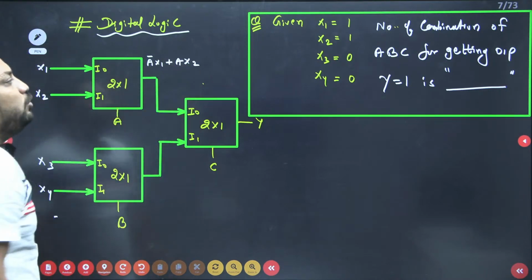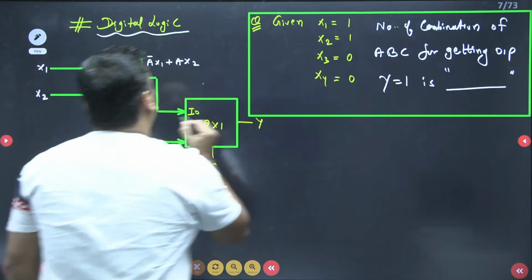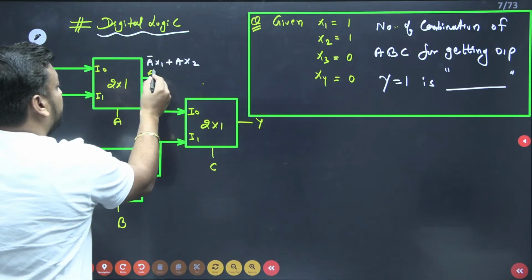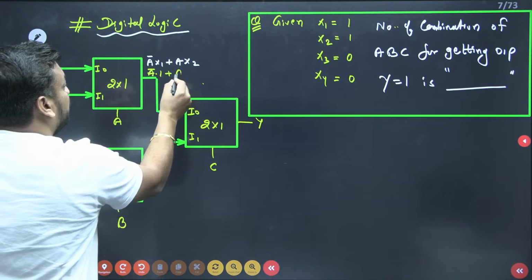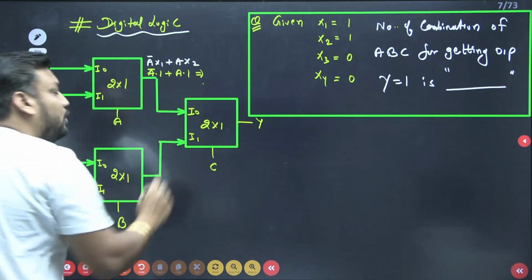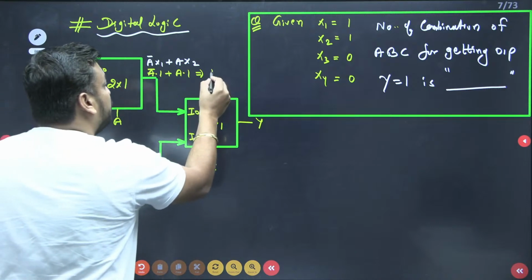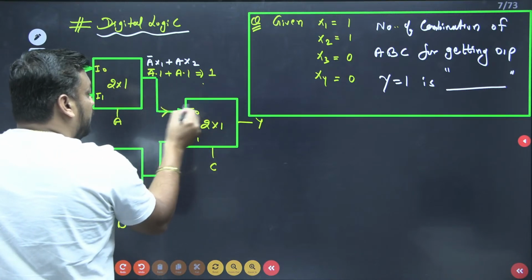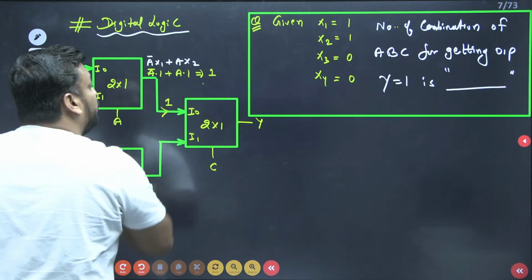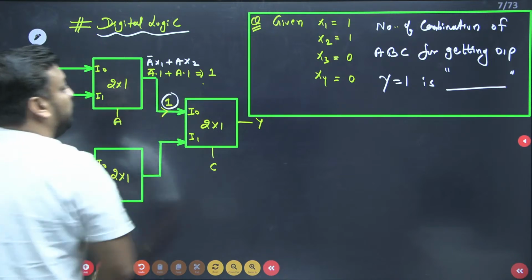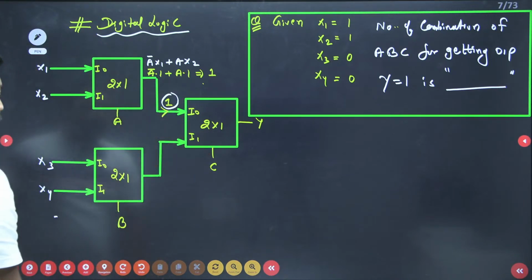And do you know the values of x1, x2? x1 and x2 are 1, sir. So if I put the values, A bar into 1 plus A into 1. And we know the Boolean property that A bar plus A is always 1, guys. So the ultimate input at the I0 port of this third multiplexer will be 1 only.